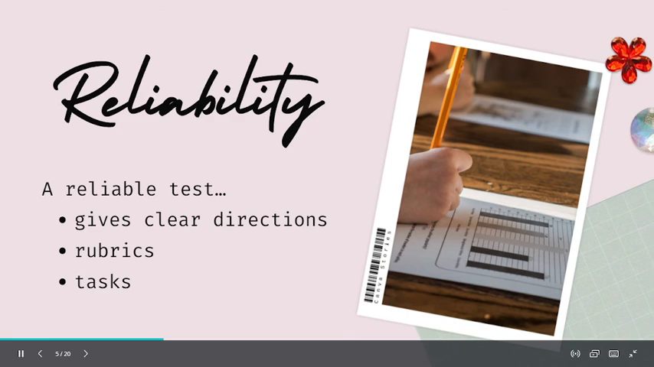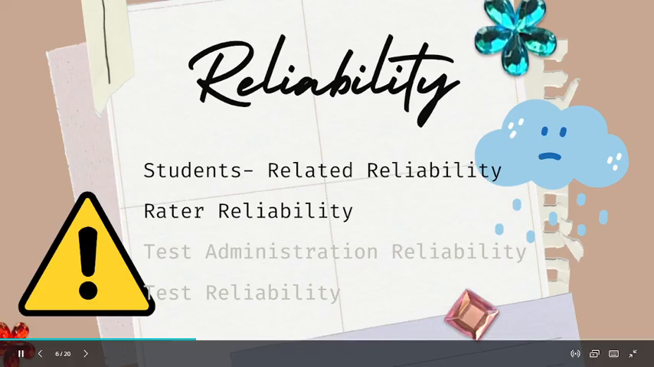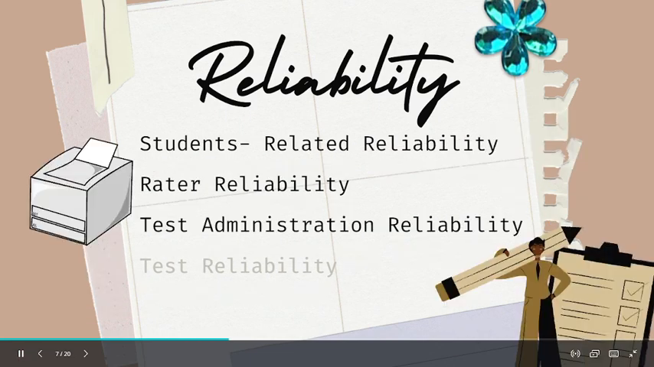Reliability of a test can consider some factors. The first one is student-related reliability. It means that we have to know that learners may have a bad day, anxiety, and other factors which may affect their score. Then we have rater reliability, which is connected with human errors, subjectivity, and scoring criteria that may influence the scoring process.